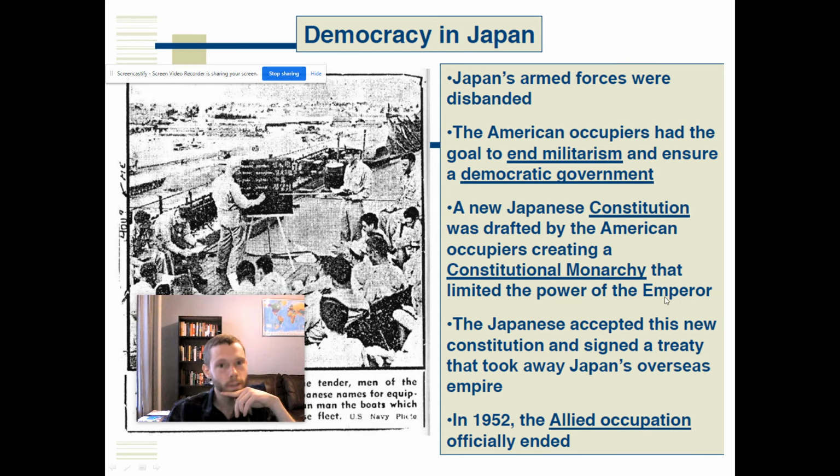If they were to try to take Hirohito out of power, it would have led to an even larger full-scale rebellion in Japan, and the Americans did not want that. The Japanese accepted the constitution. They knew that the treaty would take away their overseas empire. By 1952, the Allied occupation officially ends.